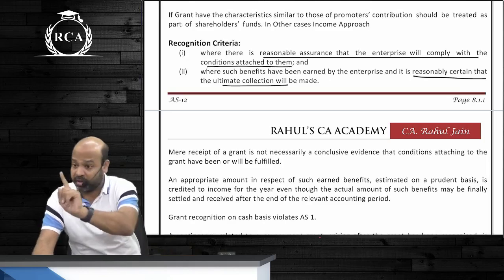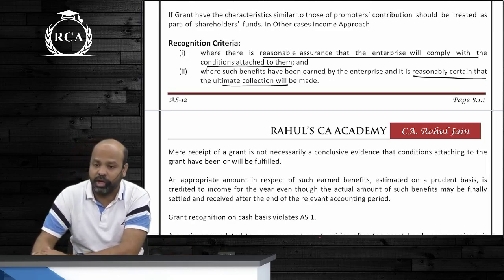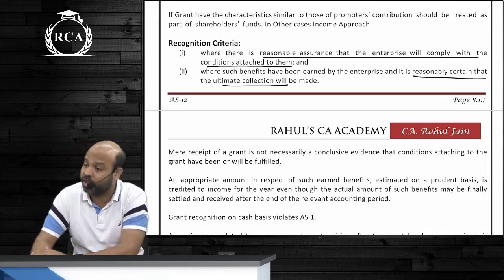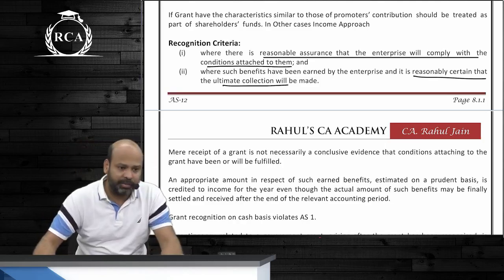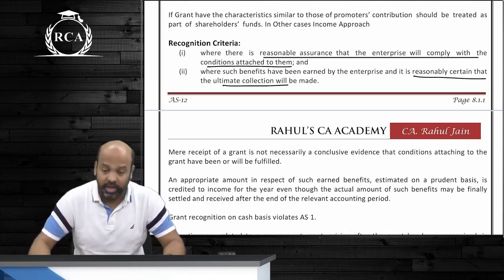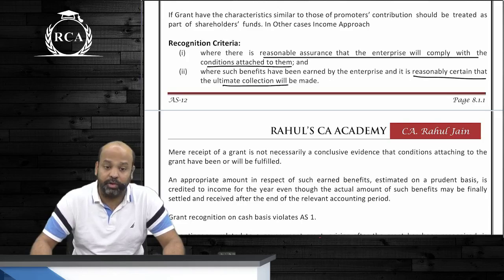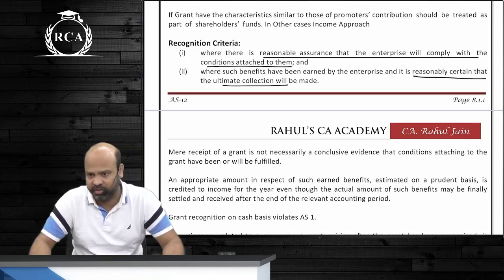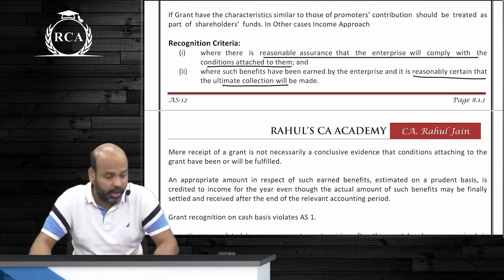You still have to satisfy the first condition, guys. That means conditions attached to the grant, beta, should be expected to be satisfied. Only then can you recognize the grant in your books of accounts. Any receipt of grant, beta, cannot be considered as an extraordinary item except under two cases. If you're receiving a grant, guys, for past expenses or for immediate financial assistance, only then will you consider receipt of a government grant as an extraordinary item.